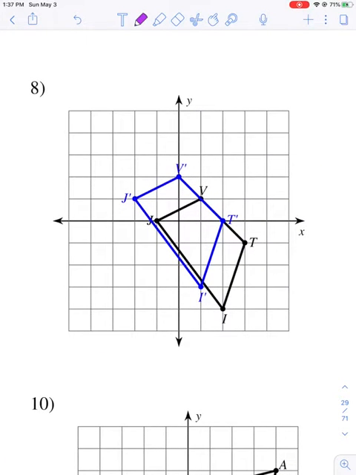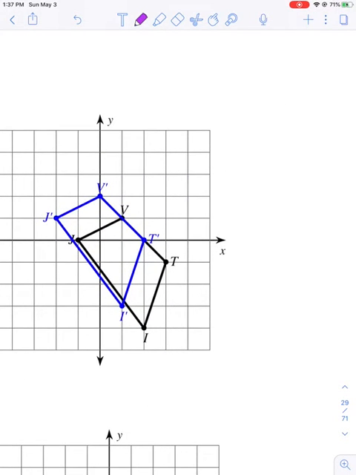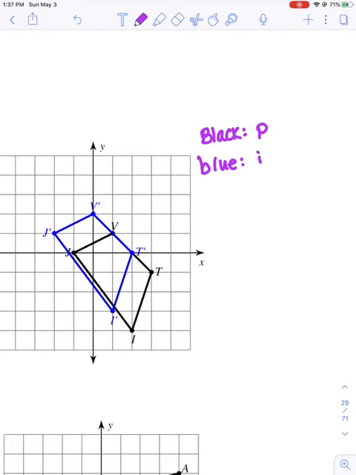On a page like this, it's the opposite. So I'm going to look at number 8 here. So they've done the pre-image and the image for us. And I can tell that based on where the primes are labeled, the black shape is the pre-image and the blue shape is the image, the new one, because the blue has all those primes on there. Here they want me to describe the rule. They've already done the translation. They want me to write what the rule is.